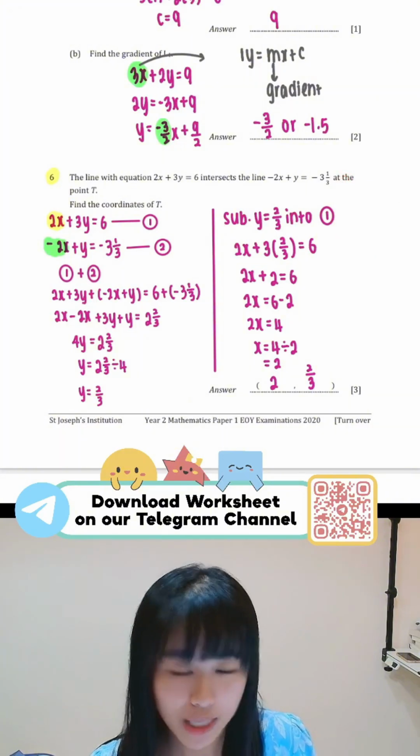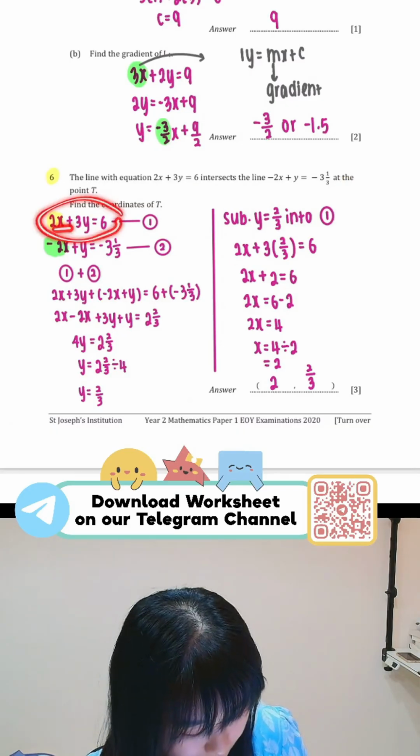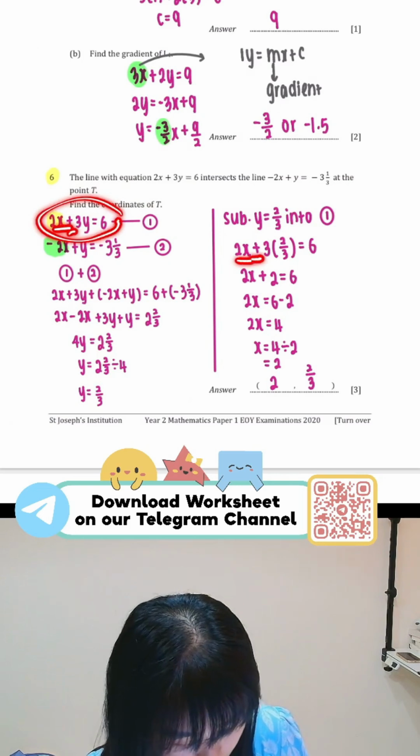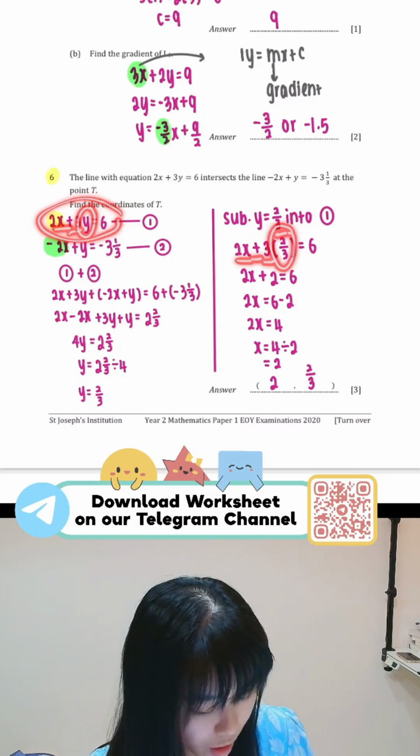Okay, so let's say we sub into equation 1. Let's sub into here. And then you just copy it, 2x plus 3 and then your y, you're going to sub in the 2/3, equals to 6.